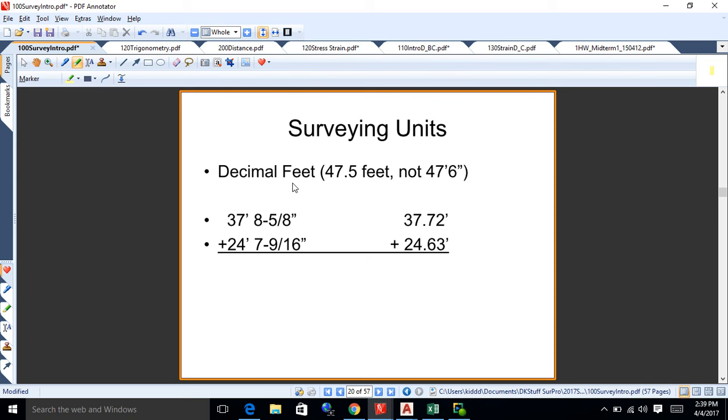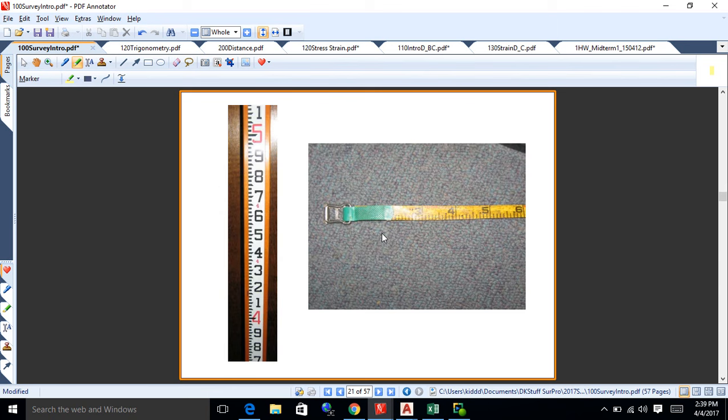Now when we survey, we are very, very particular about how we take measurements and how we report them. In this country, we still use feet to measure our distances. Just about everywhere else in the world, they use meters, but we use feet. Now, we do not use feet and inches, though. We use decimal feet. So I don't want to hear the word inch in this class. It really is not relevant to anything we do in this class. We use feet and decimal feet. So we don't measure in feet and inches. We measure in feet and tenths and feet and hundredths.